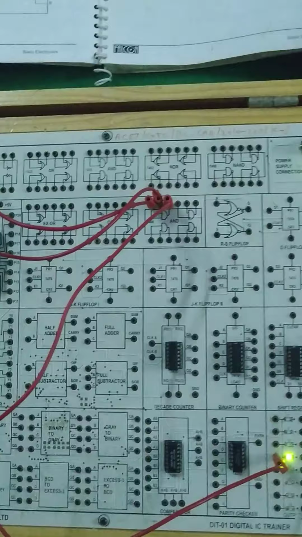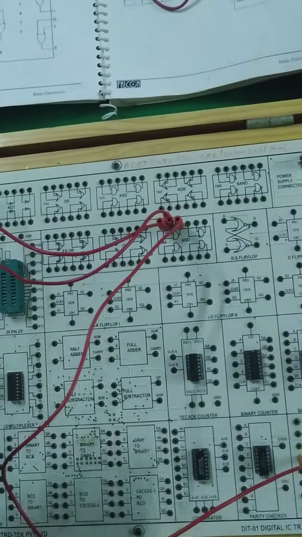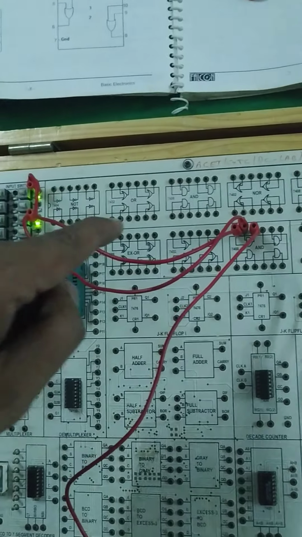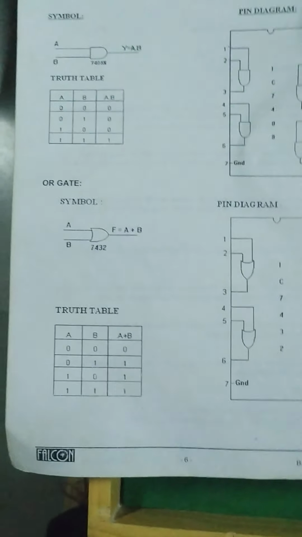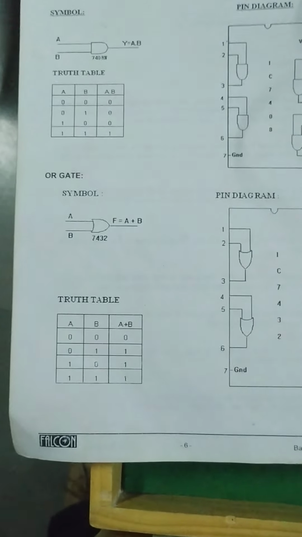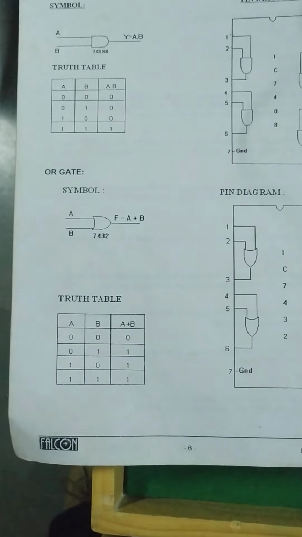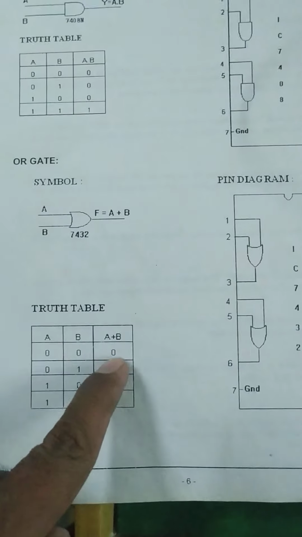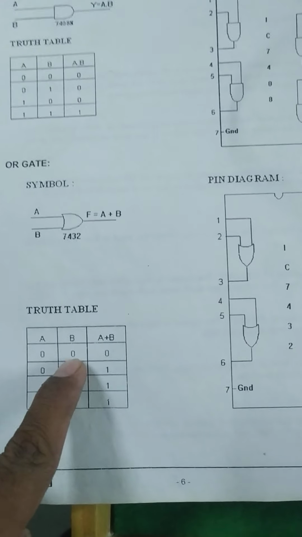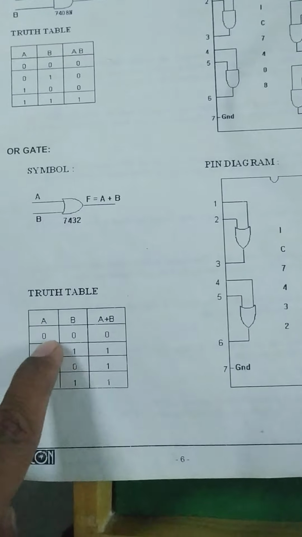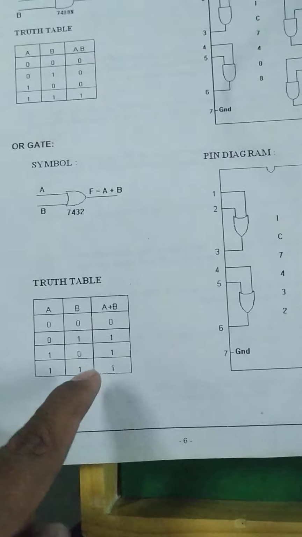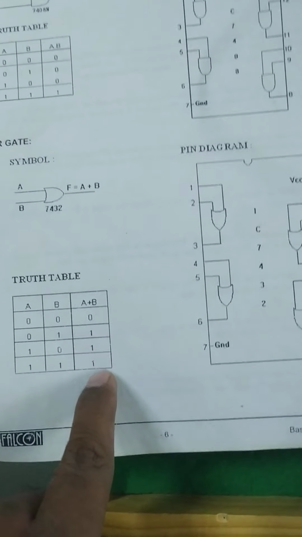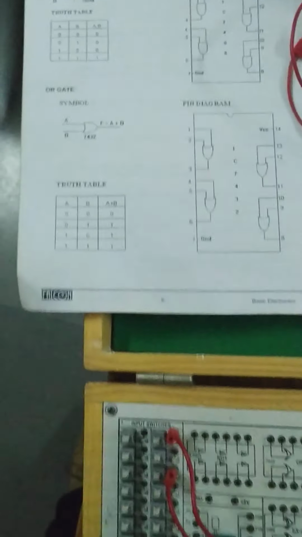We can now verify the truth table for the OR gate. We will pull out the cords from the AND gate and apply them to the OR gate. Now the truth table of the OR gate. You can see when any of the inputs is 1, the output will be 1. So for 0 0, the output is 0 because none of the inputs is 1. In the remaining 3 cases, at least one of the inputs is 1, so the output will be 1. Now we will verify using the kit.